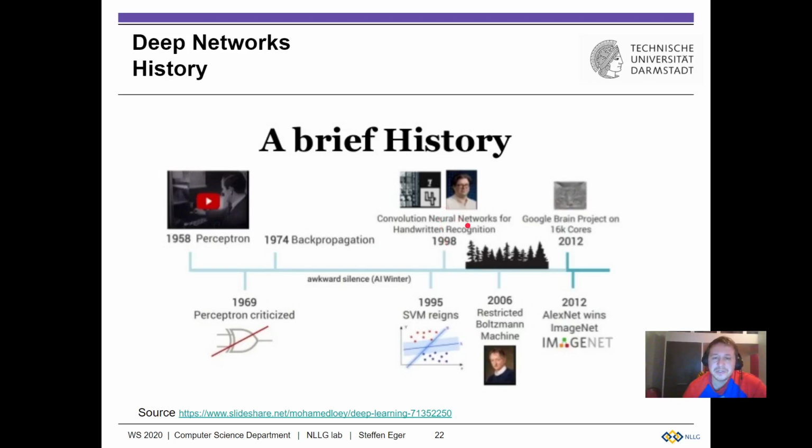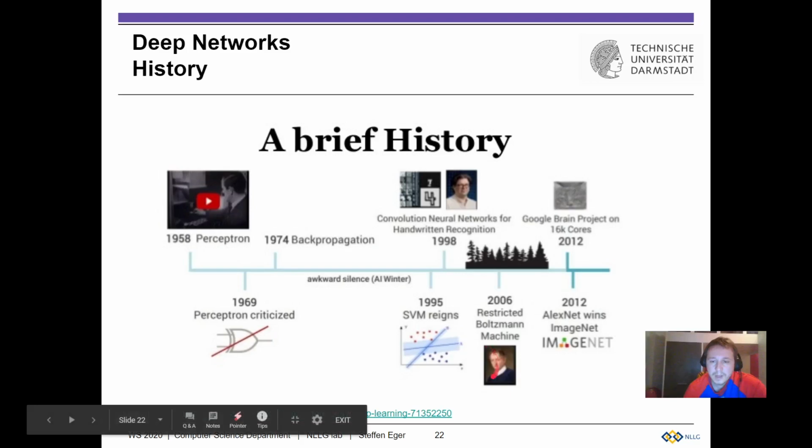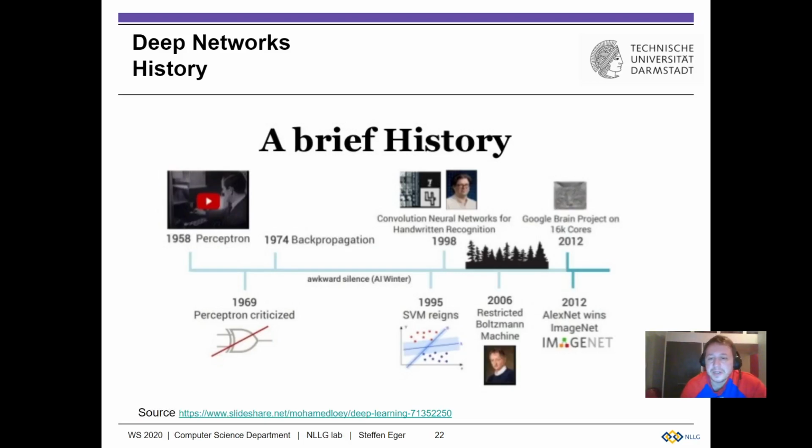There were individual successes, for example, Yann LeCun, whom you see pictured here, who developed a system that could digitize handwriting. So if you were writing a mail letter by hand, it could automatically digitize this. Also, Geoffrey Hinton and a few other people were still working on this, even though most of the research community didn't use it anymore.